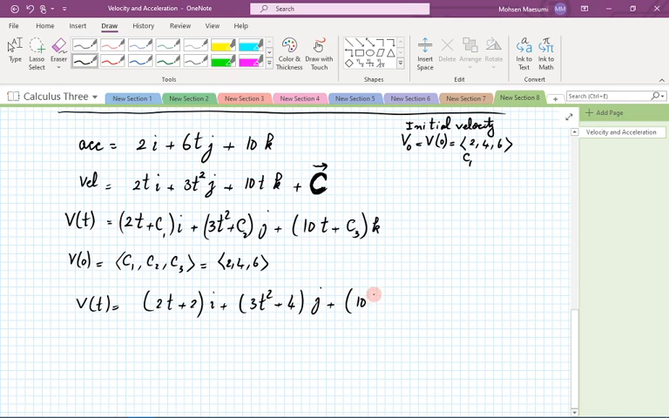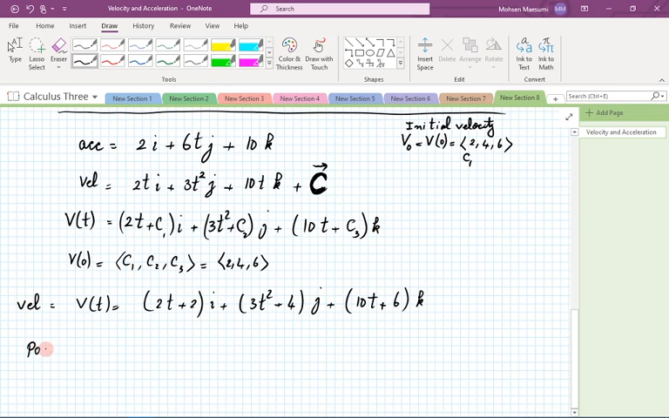So I have 10t, and c3 is 6 in this case, and it's just 1k outside. Okay, that's my vt. Suppose I want to get, so this is my velocity.